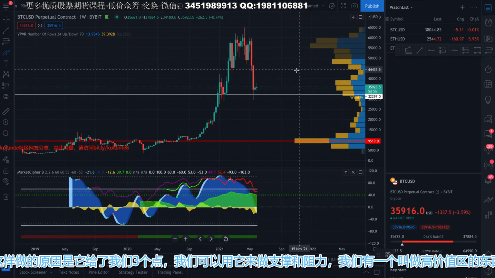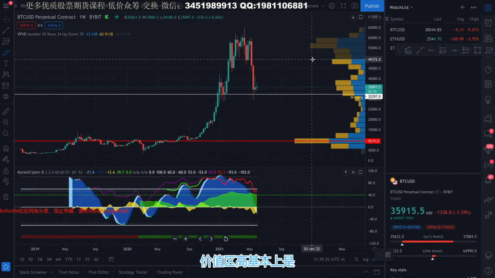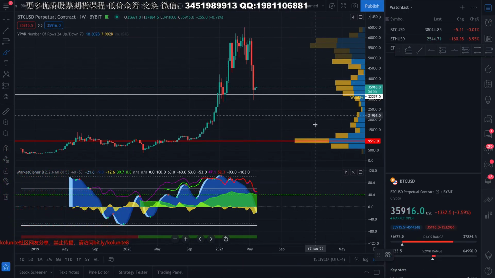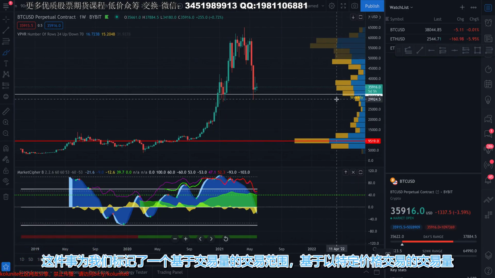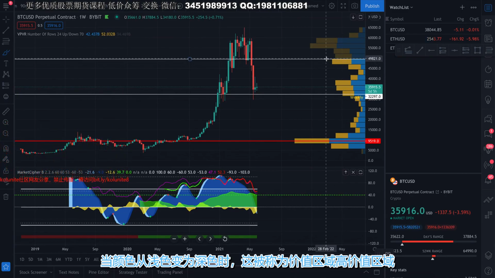We have something called the value area high. The value area high is basically marking out for us a trading range, a range based around volume, a range based around how much volume is traded at certain prices. Where the color changes from light to dark, this is known as the value area high, okay?